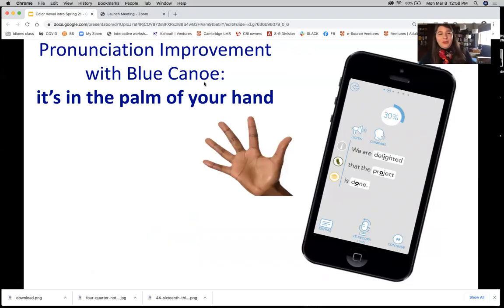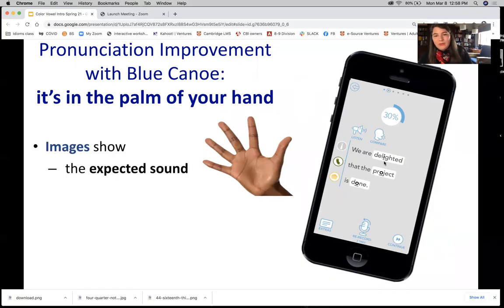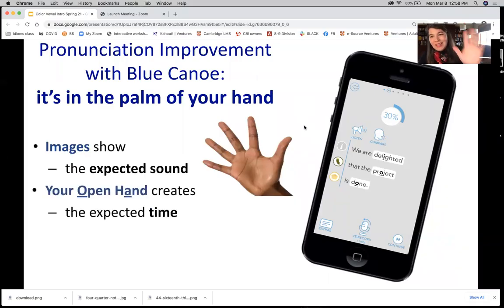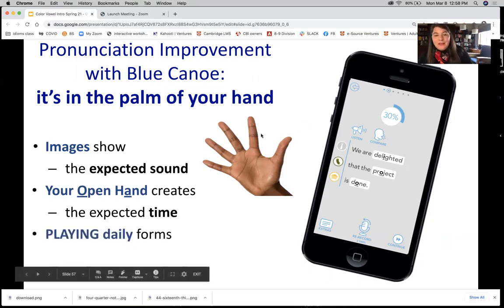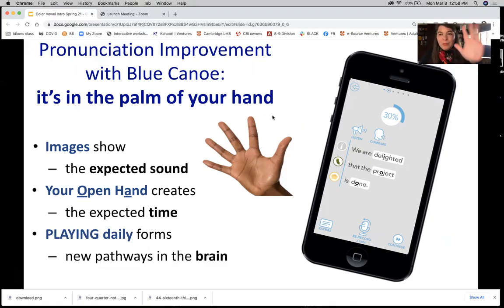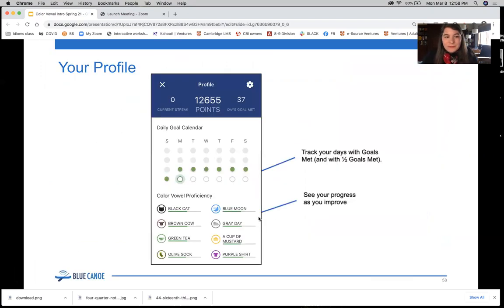Pronunciation improvement with Blue Canoe, it's in the palm of your hand, literally, it's right here. You have the images, okay, the icons, the expected sound right here. Your open hand creates the expected time that slows you down. And if you play daily, it helps you form those new pathways in your brain. The movement, the visual, and the repetition.